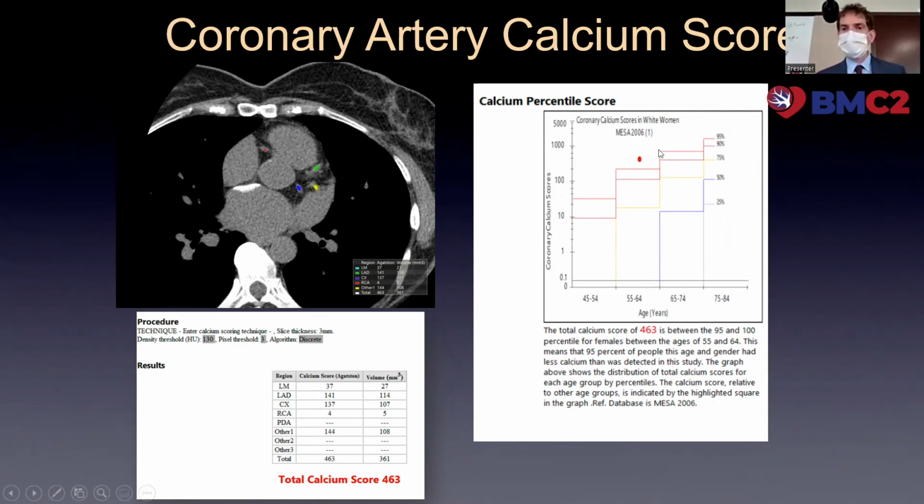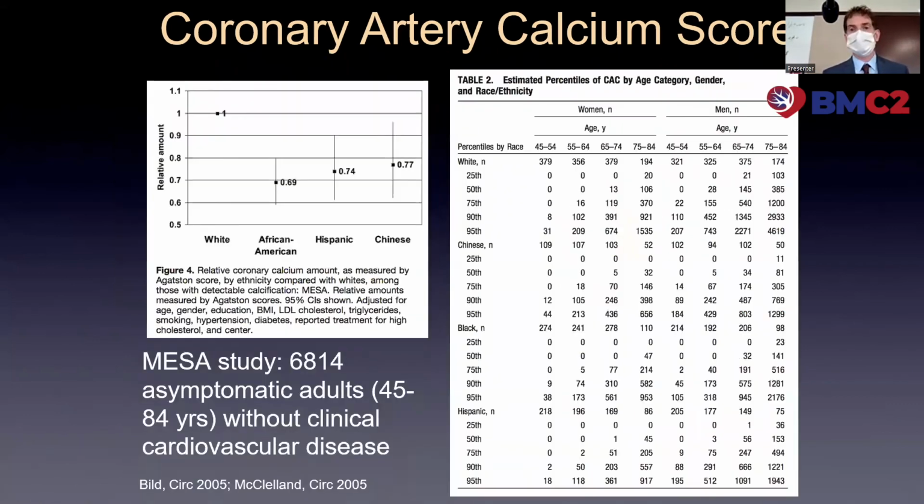What we do is look at some of the data that's out there and plot patients by race, gender, and age against what would be expected. In this particular patient, they're above the 95th percentile for age, race, and gender. So a high amount of coronary calcium. We know that more coronary calcium suggests that people are at higher risk.